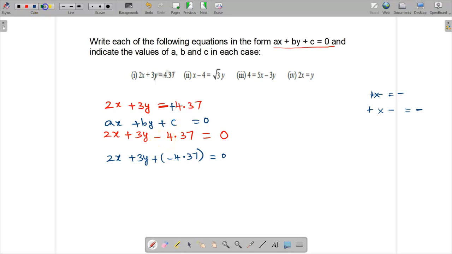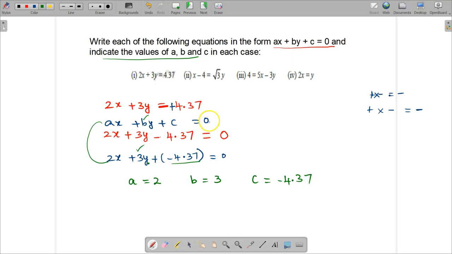Now compare these two equations. The x coefficient is 2. Here the x coefficient is a. They are asking us to find the values of a, b and c in each case. So the x coefficient here is a, and here it is 2, so a is equal to 2. Similarly, the y coefficient here is b, and here it is 3, so b is equal to 3. And then plus c, here it is plus minus 4.37. Leaving aside the plus, c is just minus 4.37. So c is equal to minus 4.37.